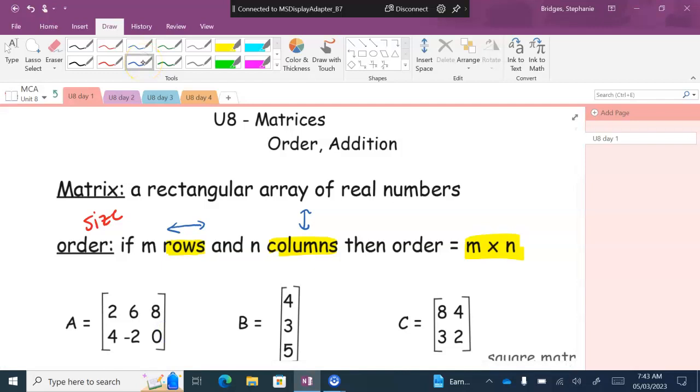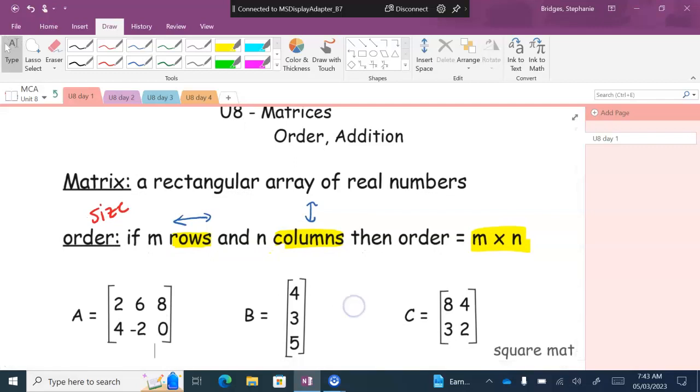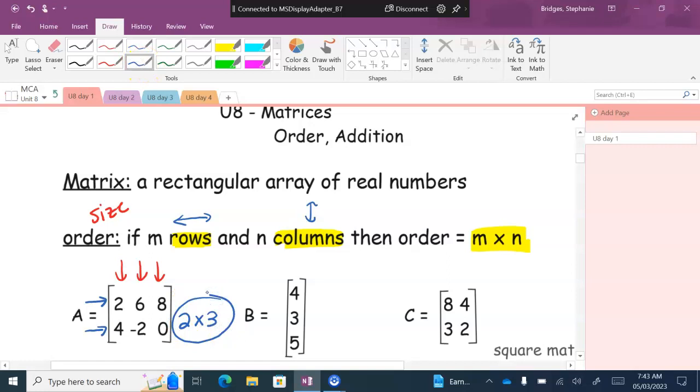And what we want to do is start off by looking at matrix A. We want to name the order of it. How many rows do I have? 2, okay. And then it's going to be by the number of columns. How many columns do I have? I have 3, right? So this is a 2 by 3 matrix, okay? When I say the order of matrix A, it's a 2 by 3.